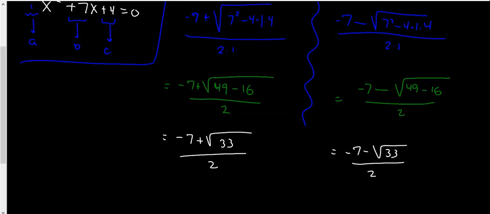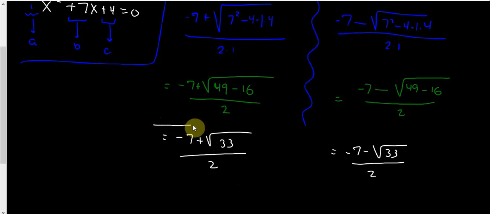Now, does this simplify anymore? So we need to see if we can simplify the radical part of this, or if the 2 will reduce anything out. Well, for one thing, 7's prime and 7's odd. The 2 is not going to reduce out or divide anything out with that 7. 33, what multiplies to give you 33, whole number-wise, or integer-wise? All I can think of is 3 and 11. Neither of those are perfect squares. There are no perfect squares that divide evenly into 33, so we're finished.